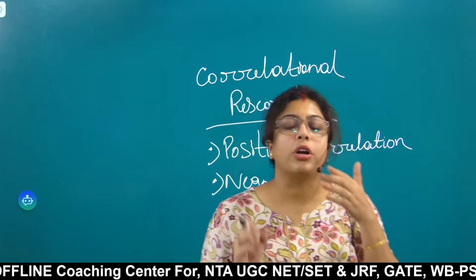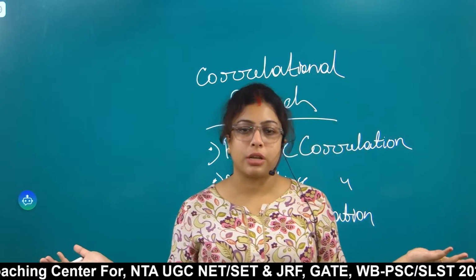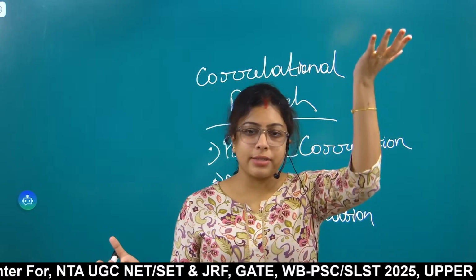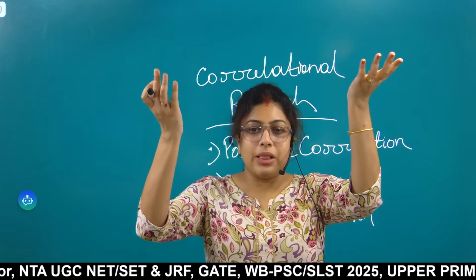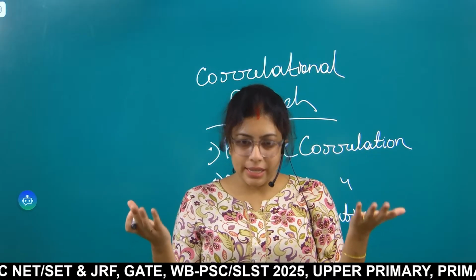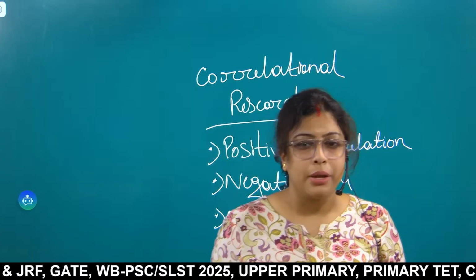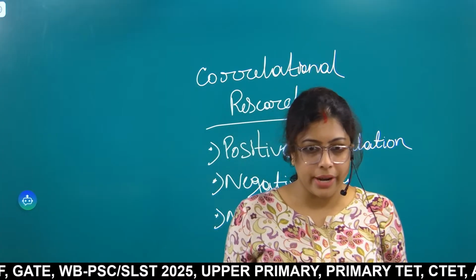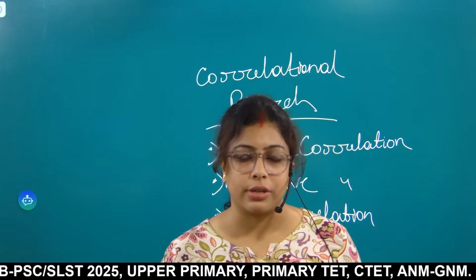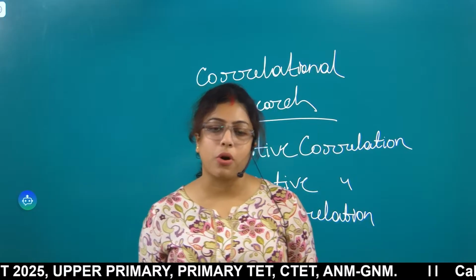Clear? And what is no correlation? They are not at all linked to each other. If I consider wealth and happiness, if there is an increase in wealth, will there be an increase in happiness? No, absolutely not. And if there is a decrease in wealth, it is not necessary that happiness will decrease. So it is the kind of no correlation. This is called no correlation.